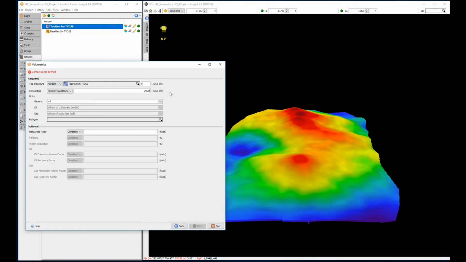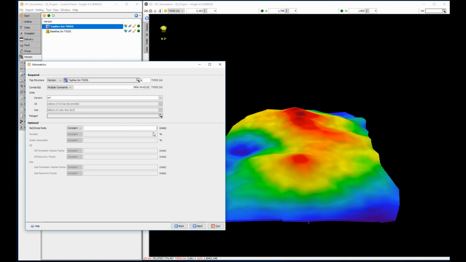One benefit of multiple constants is a table of planimetric slices through the structure showing the change in volumetrics as a function of depth. I will set my slice range and interval to 10 meters using Insight's hyphen and square bracket notation. For a complete estimate of hydrocarbons, you can optionally enter values for porosity and saturation, as well as volume and recovery factors. I only want to calculate a gross rock volume, and so I just need to set the net to gross ratio to 1.